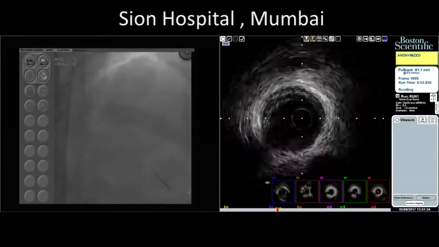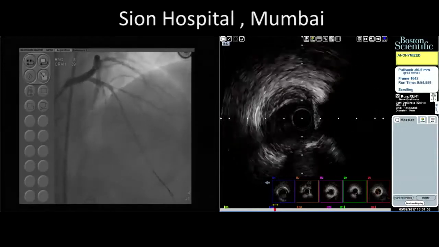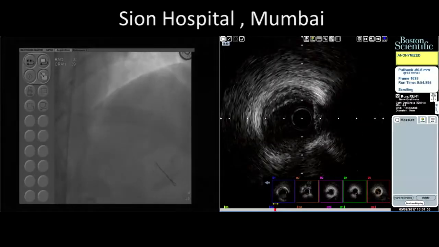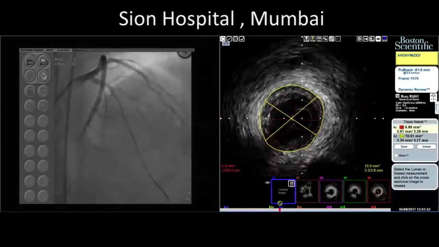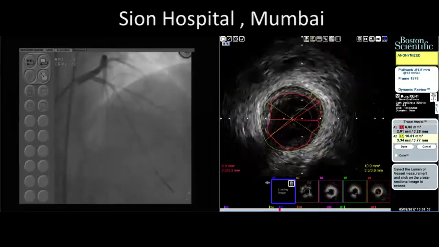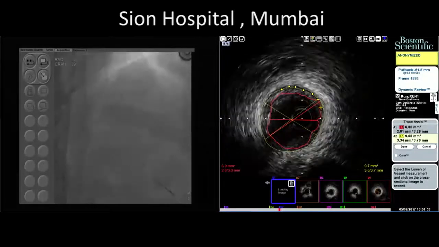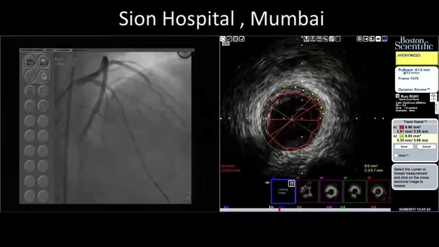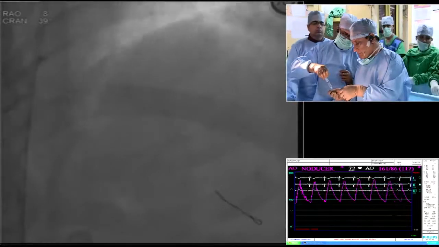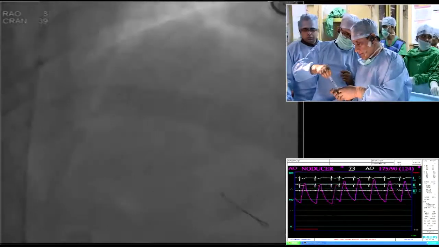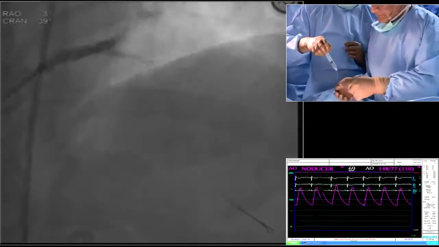Yeah. So we're going to place this after the diagonal. Now, if we need anything proximally, we'll use a bigger one. We have 3.5 also. So take out the sheath and the wire, minimum touch with no touch technique. Good.